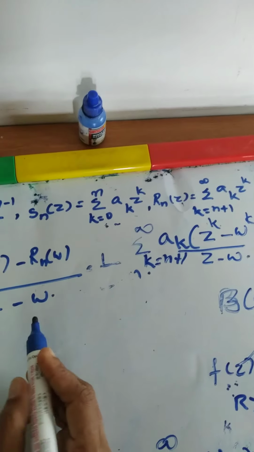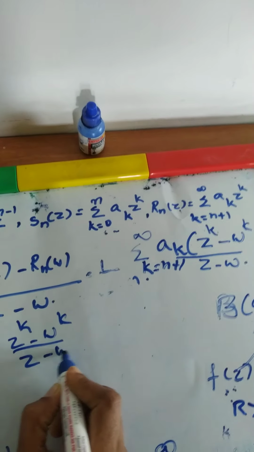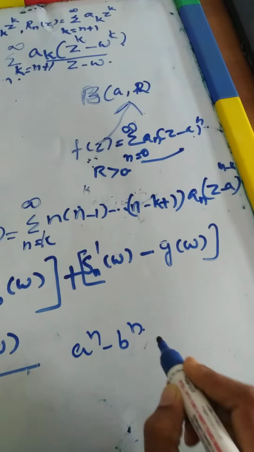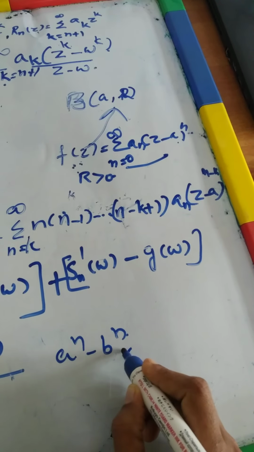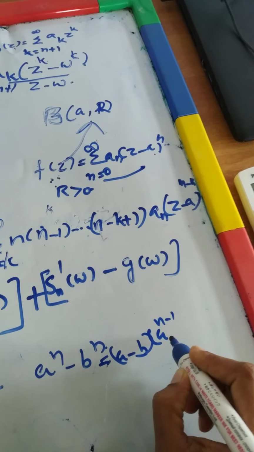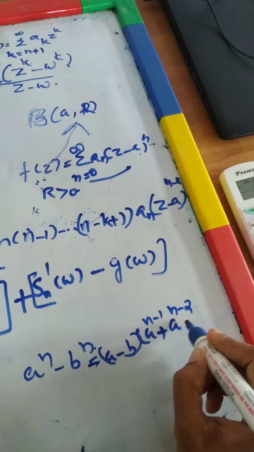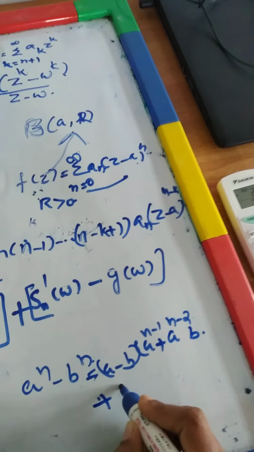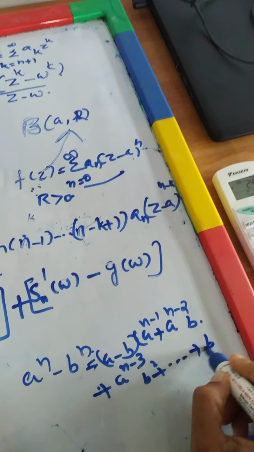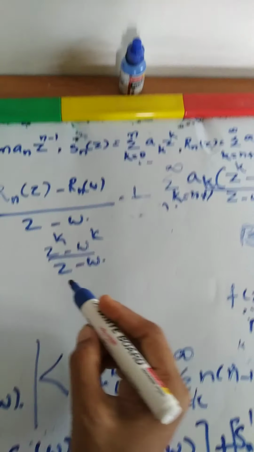This is a familiar term: z raised to k minus w raised to k divided by z minus w. What is this? You know that a raised to n minus b raised to n is equal to a minus b into a raised to n minus 1 plus a raised to n minus 2 into b plus a raised to n minus 3 into b square plus etc., plus b raised to n minus 1. You know this result.